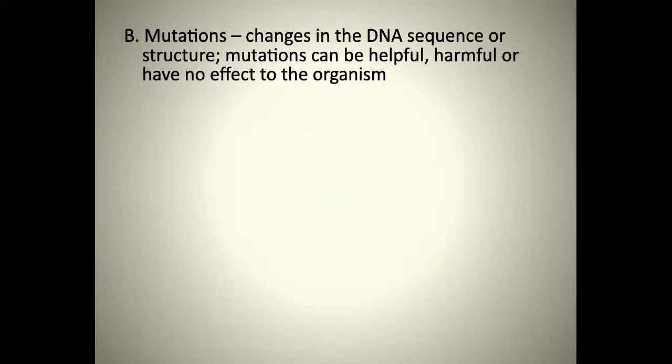The second is through mutations, which is less common, but it is pretty much the only way asexually reproducing organisms can get variation. And that is just random changes in the DNA sequence. Mutations, we think bad, but actually mutations could be helpful. They could be harmful, or they could have no effect on the organism at all. And actually, no effect is the most common because most of our DNA doesn't even code for genes. And if it's in there, it doesn't really matter.